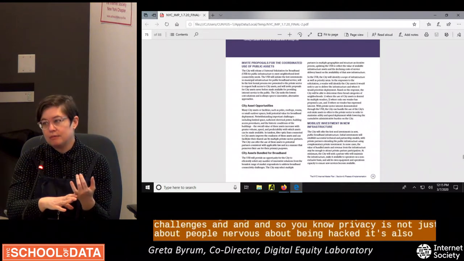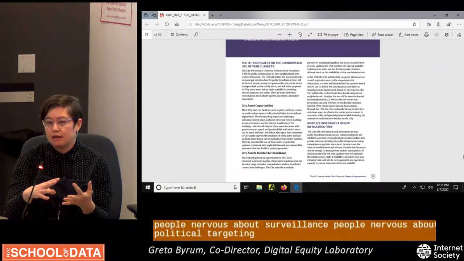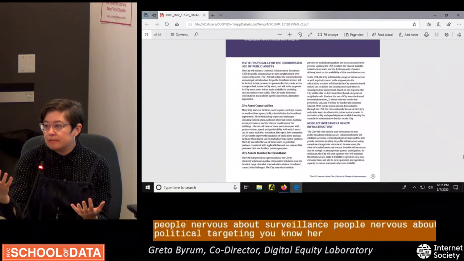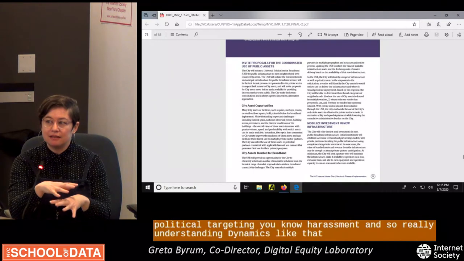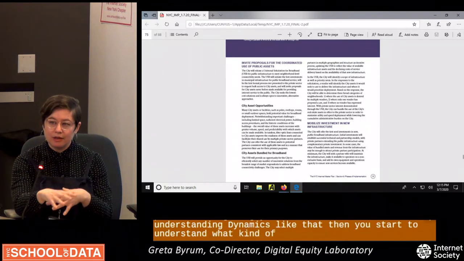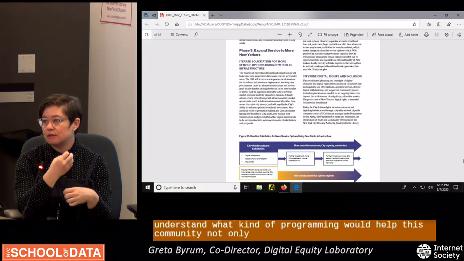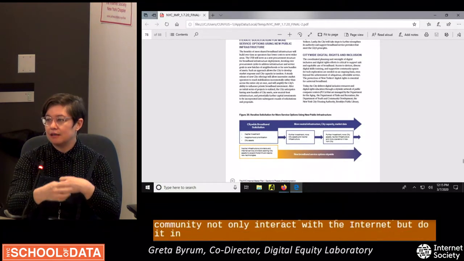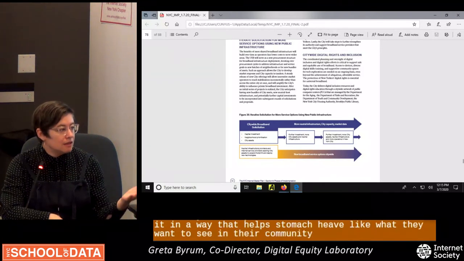It's also people nervous about surveillance, people nervous about political targeting, harassment. And so really understanding dynamics like that, then you start to understand what kind of programming would help this community not only interact with the internet, but do it in a way that helps them achieve what they want to see in their community.